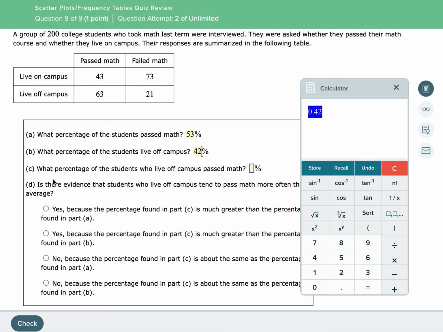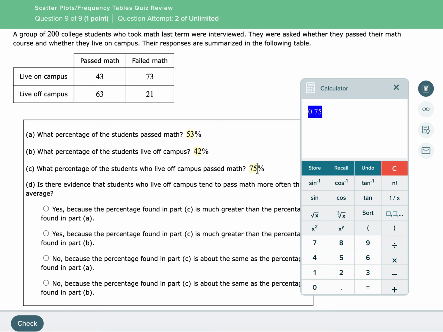And then letter C says, what percentage of the students who live off campus pass math? So we're looking at the total number of students that live off campus, right? And how many of them passed math? So 63 out of the total number of people who live off campus passed math. So it's going to be 63, that's my part, divided by my whole. Well, my whole is 63 plus 21, right? So I would go 3 plus 1 is 4, and then 6 plus 2 is 8. So I got 84, right? So 63 over 84 is 75%.